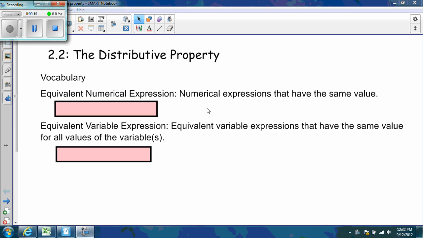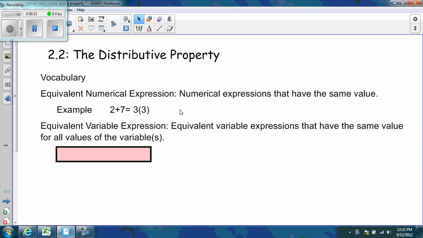It's numerical expressions that have the same value. So for example, 2 plus 7 is equal to 3 times 3. Both equal 9, even though they're different expressions.